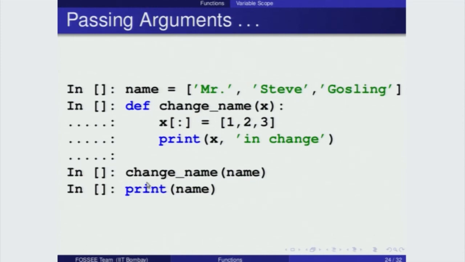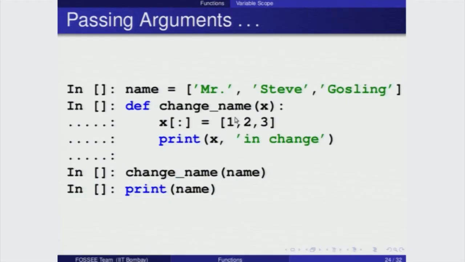Now if you print name, you will find that name has also been changed to 1, 2, 3. Why is this? Because you have basically taken this x, which is name, and assigned the values 1, 2, 3 to every element. It is similar to what was done here, x of 0 is Dr. When you do slice assignment, it changes the list in place. Which means when you pass a variable to a function, if that variable is mutable, you need to be a little careful. Alright. I hope you understand this.